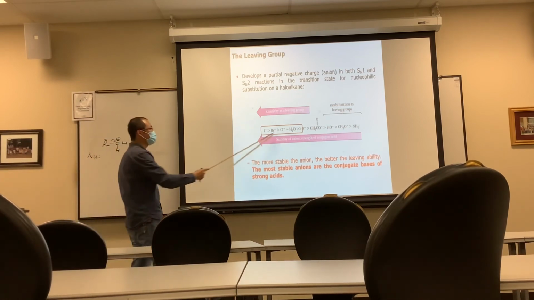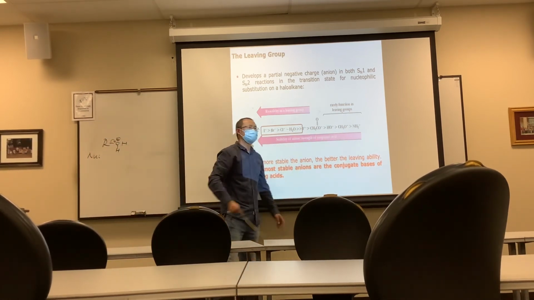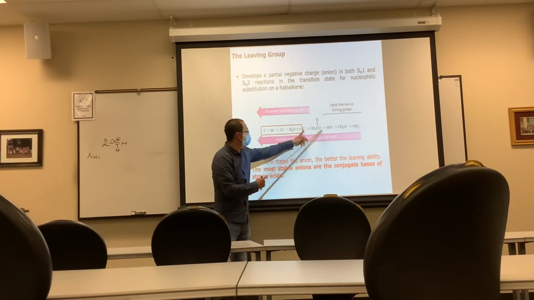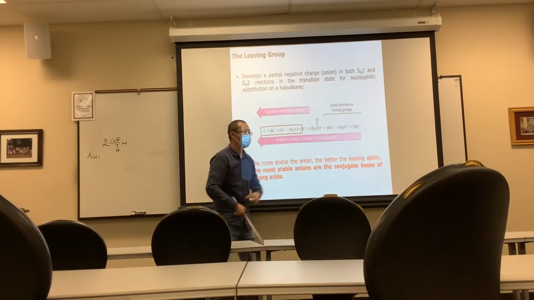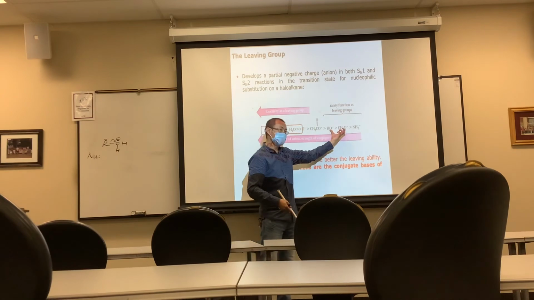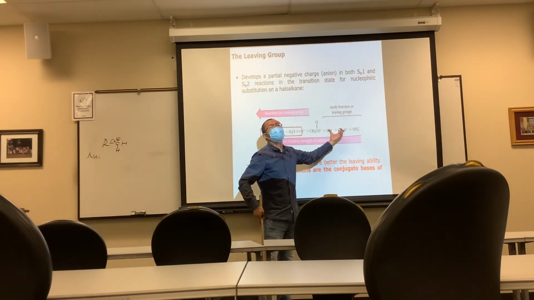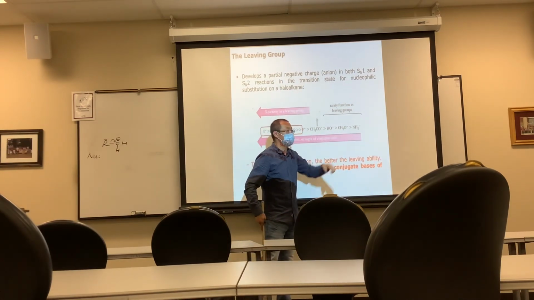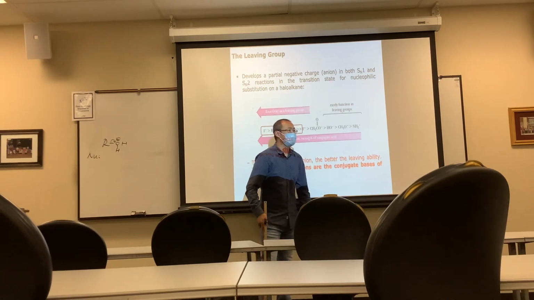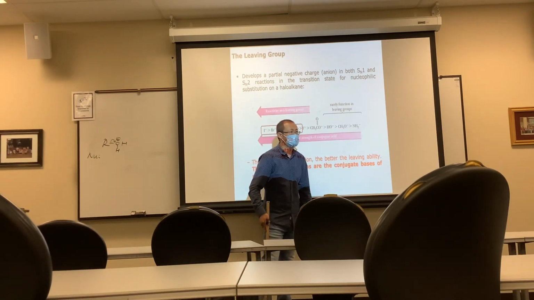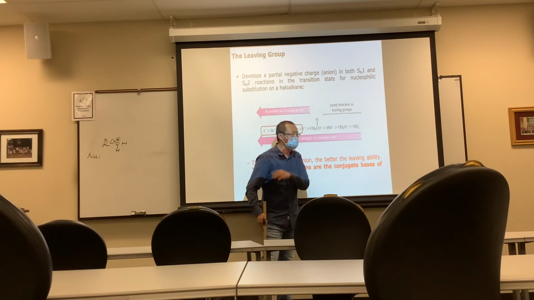Again, these are good leaving groups. These you sometimes see, sometimes don't. These you never see, at least these three. It's very rare to see these as leaving groups. Why? Because they're strong bases. They're not stable, and if they're not stable, they don't want to leave.